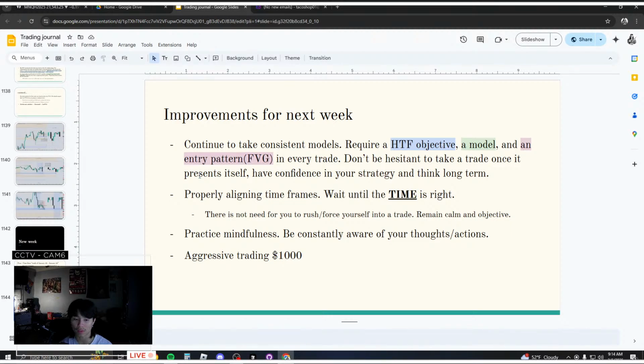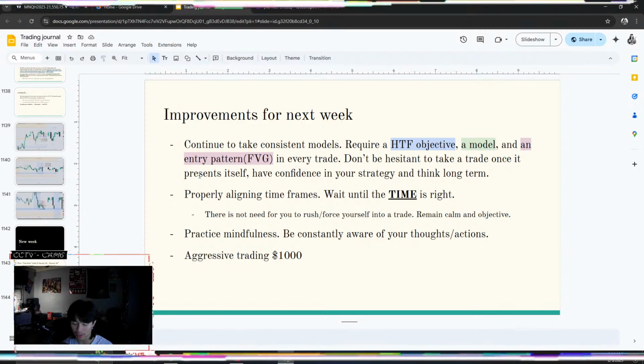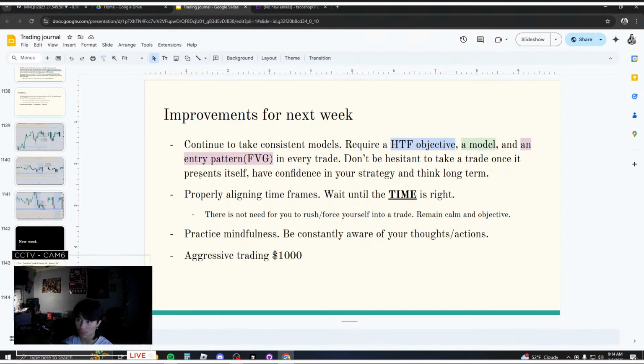That level of discipline to stay away from the urge to press a button. Practicing mindfulness, right? Be constantly aware of your thoughts and your actions. Some things that can make this a little bit easier is to have a vision board in front of you to be able to visually see what you have as goals, what you have as values.